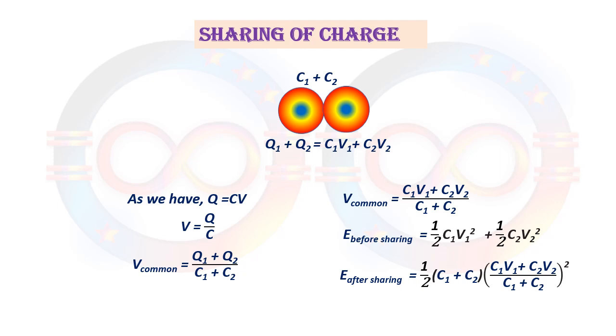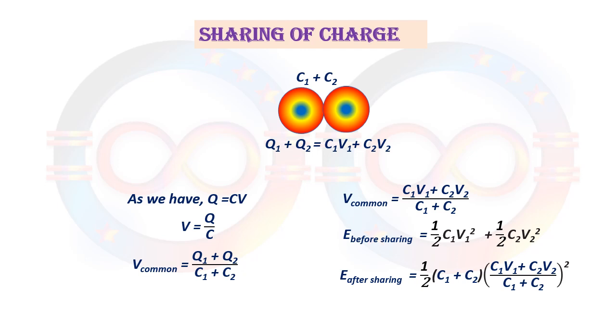Now you have the total energy before sharing and the total energy after sharing. Let's find the difference, after minus before or before minus after. If it comes to 0, it means during sharing no energy is lost because energy is conserved. If after minus before comes negative, it means loss of energy occurs in the process. If it comes positive, it means energy is gained in the process.